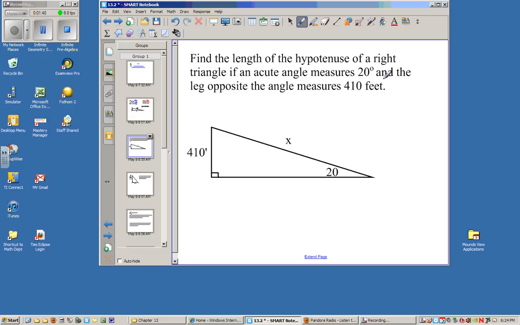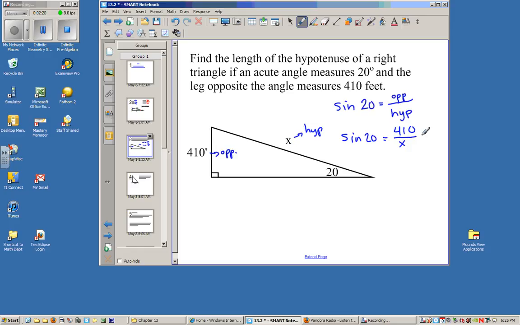In this example, they want us to find the length of the hypotenuse of a right triangle. They give us that the angle measures 20 degrees, and our opposite leg measures 410 feet. So again, this is our opposite leg, and they want us to find the hypotenuse. So we have to think which trig ratio uses both the opposite leg and the hypotenuse, and that's going to be sine. So sine of 20 equals the opposite side over our hypotenuse. Our opposite side, they tell us, is 410, so sine 20 equals 410 over x, our hypotenuse here.